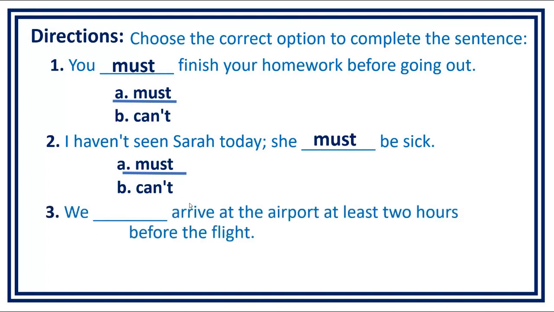Number 3. We blank arrive at the airport at least 2 hours before the flight. A must, B can't. Answer is, we must arrive at the airport at least 2 hours before the flight.